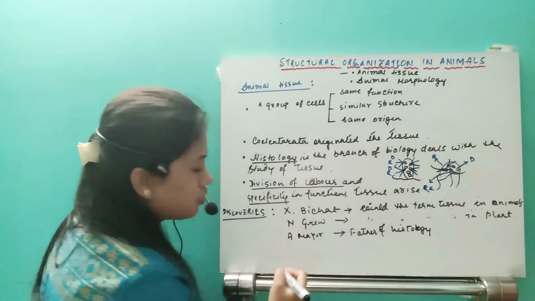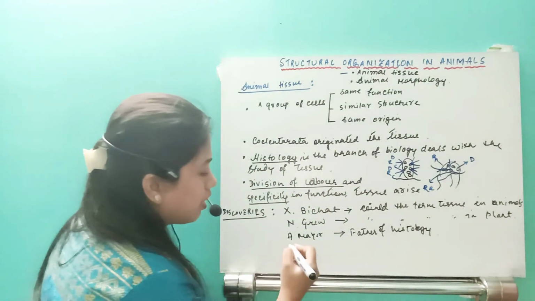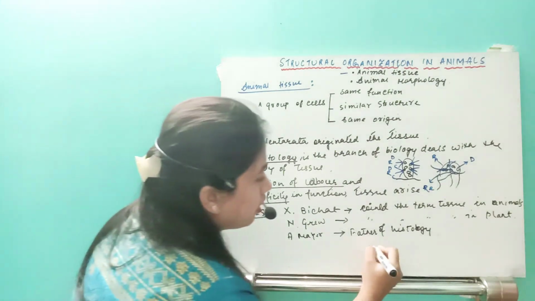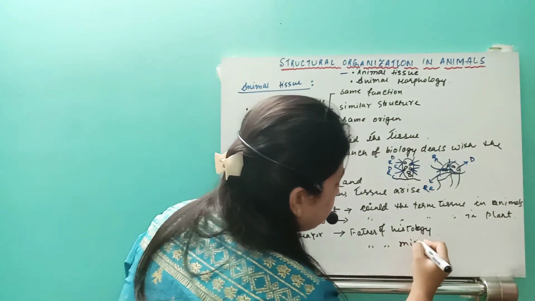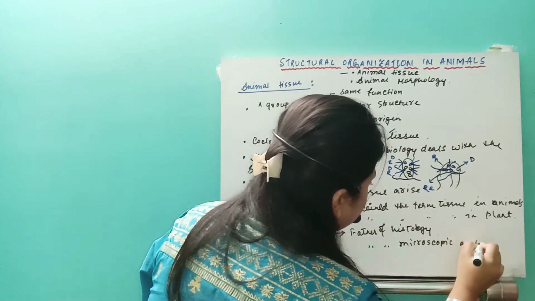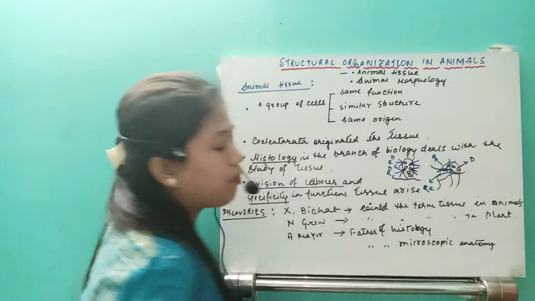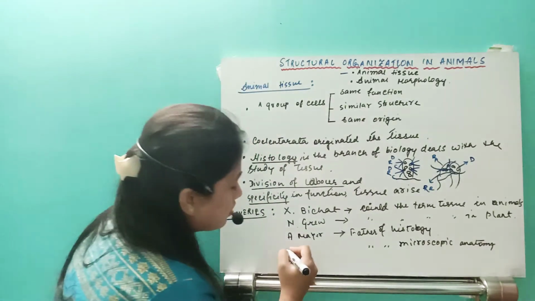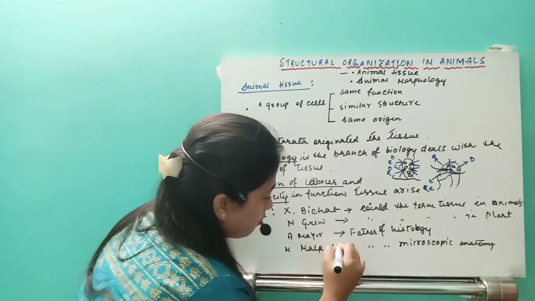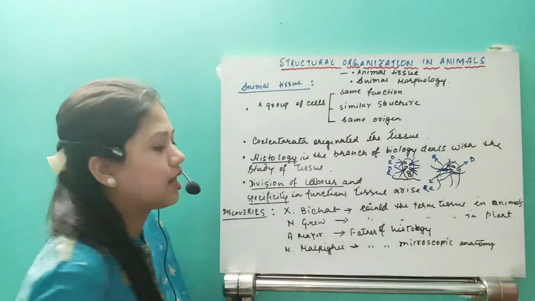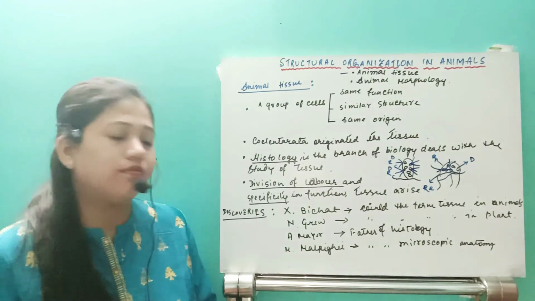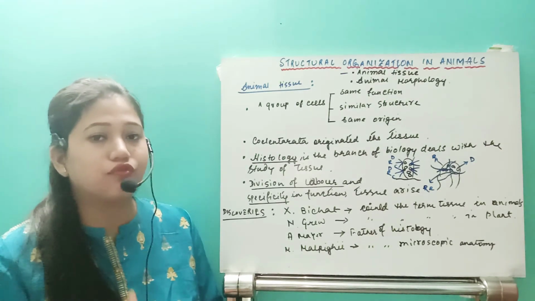Okay, another scientist you have to know, the father of microscopic anatomy. Microscopic anatomy, the scientist is Marcello Malpighi. Okay, so Marcello Malpighi is the scientist who is known as the father of microscopic anatomy. Let's just move to the next part.